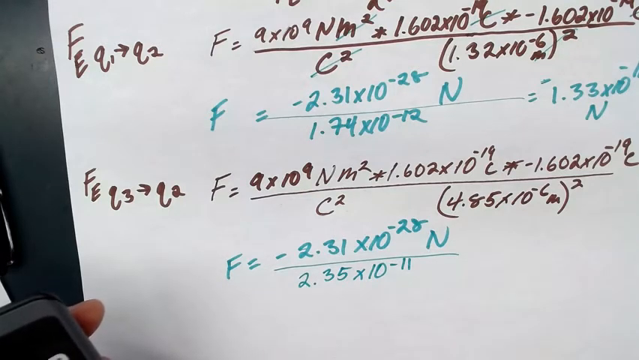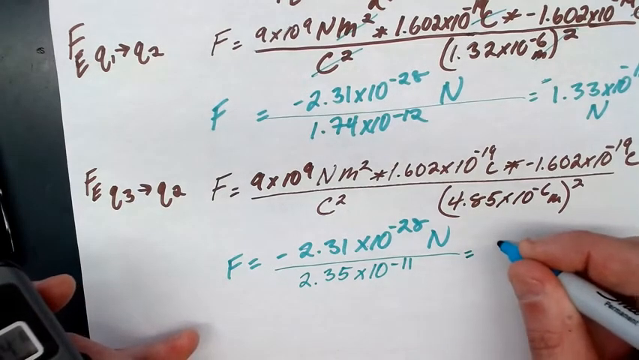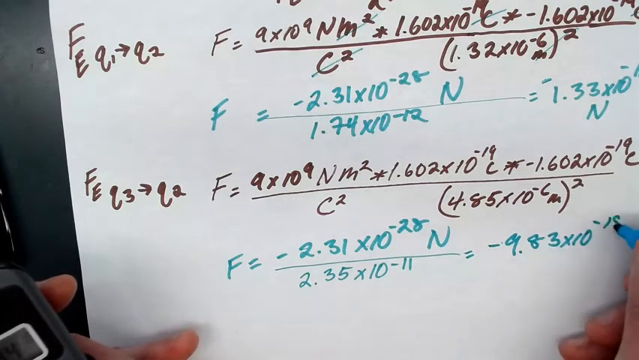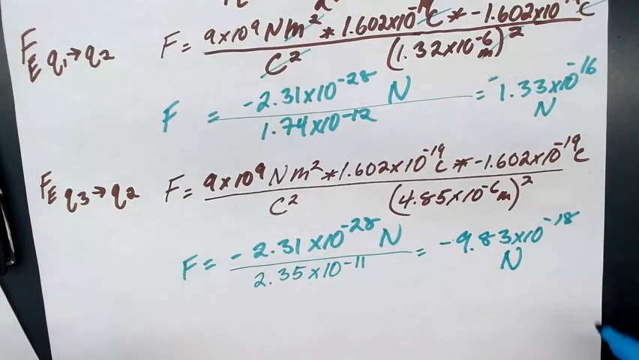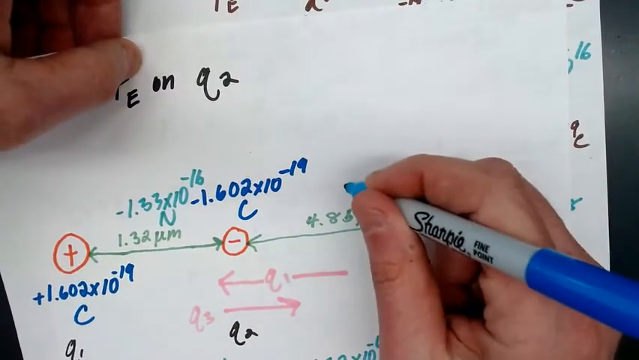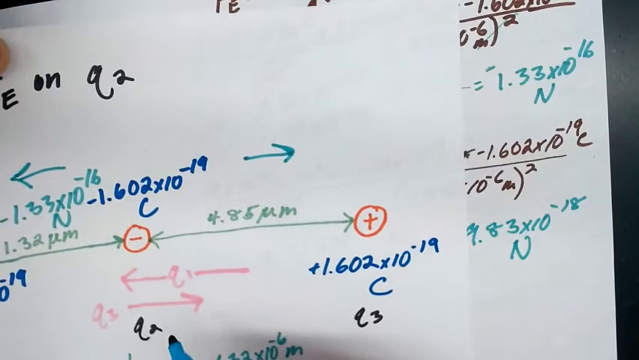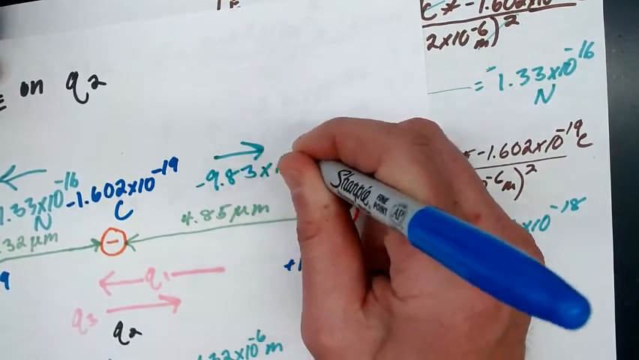Okay, so now I'm going to do 2.31 e negative 28, divide that by 2.35 e negative 11, and it's going to be negative 9.83 times 10 to the negative 18, slightly smaller, 10 to the negative 18 versus 10 to the negative 16. So it's definitely a slightly smaller force being pulled in the direction of, in this case, that one's going that way. This one we already know is going that way because of the attractive force with a force of negative 9.83 times 10 to the negative 18.